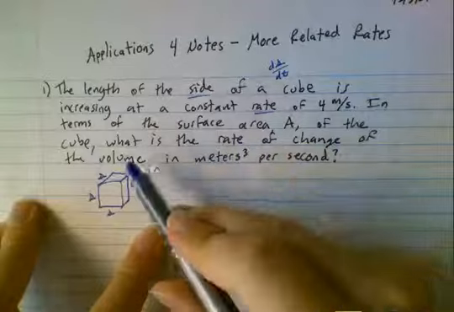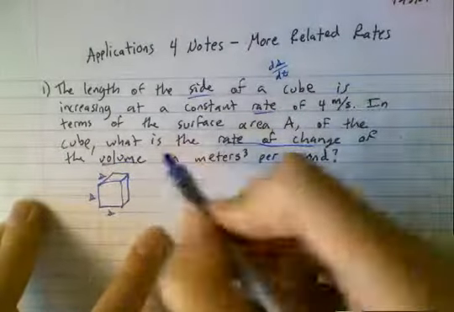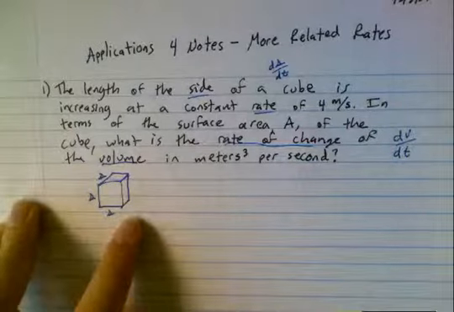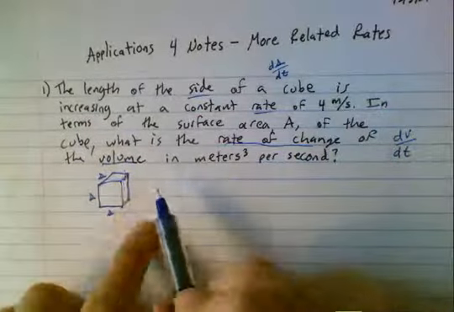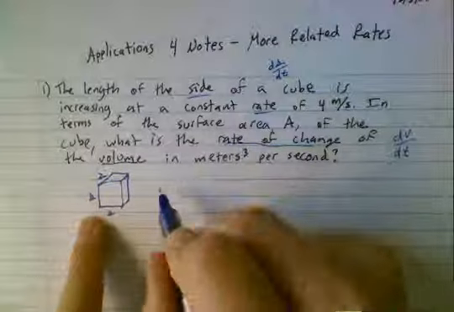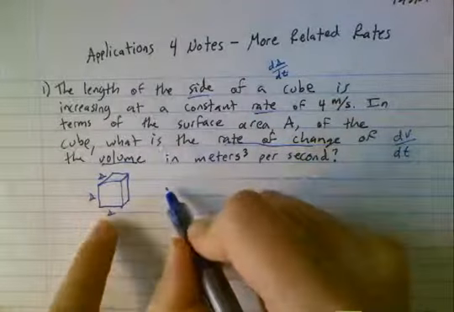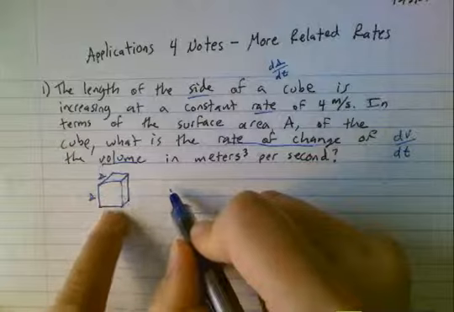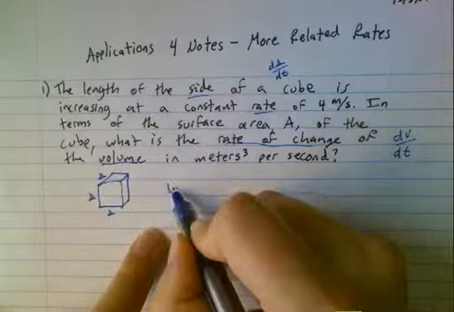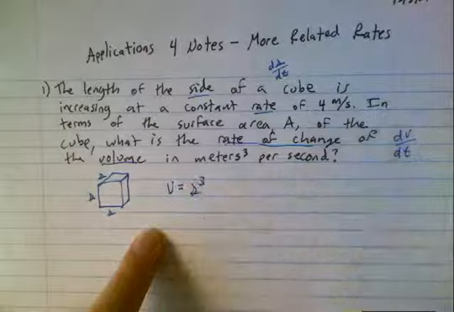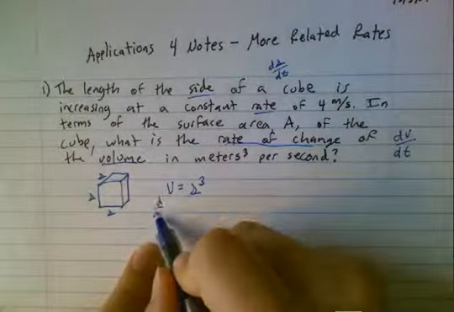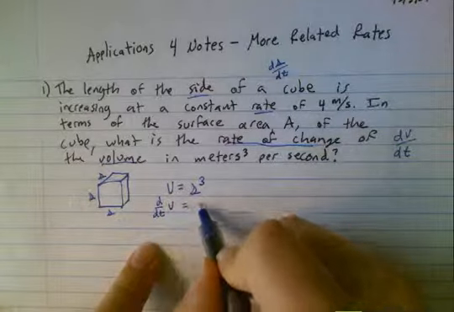What is the rate of change of the volume? So that's dV/dt, okay? So we want some equation relating volume to side length. So this is just a cube, so length times width times height, those are all s. So that means that volume equals s cubed. And we're dealing with rates, so we can do the same thing we've always done, take the derivative with respect to t.